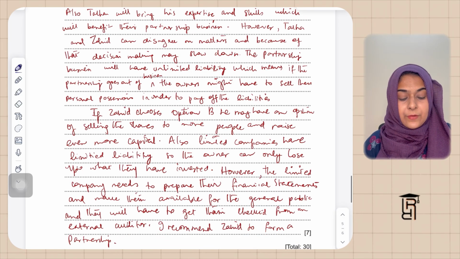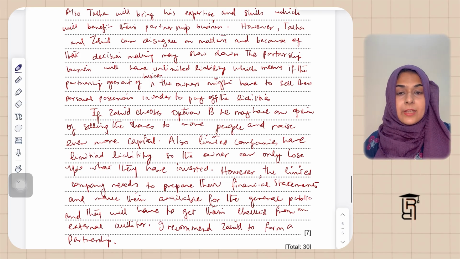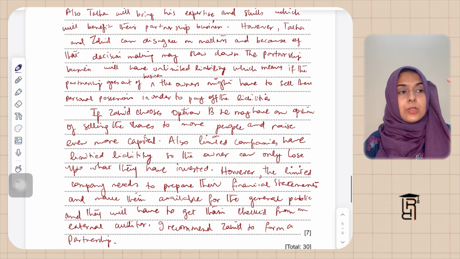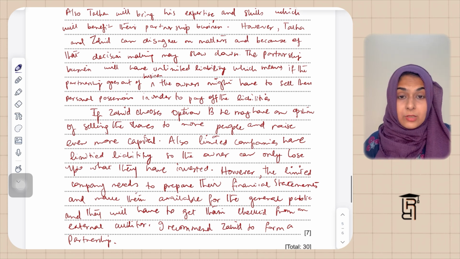Then in the next part of the same answer, you will analyze the second option. If Zahid chooses option B, he may have an option of selling the shares to more people. क्योंकि अभी तो तलहा और जाहिद है सिर्फ, फिर बाद में more people can also invest in their limited company. तो उसकी वजह से they can raise even more capital. So expansion जो है वो बहुत आसानी से हो सकता है अगर limited company होती है. Also limited company have limited liability. तो owner को जो है they only lose up to what they have invested. They don't lose their personal possessions in case of a loss or bankruptcy.